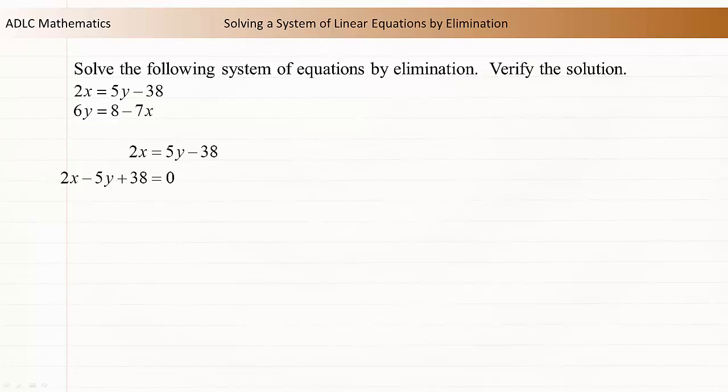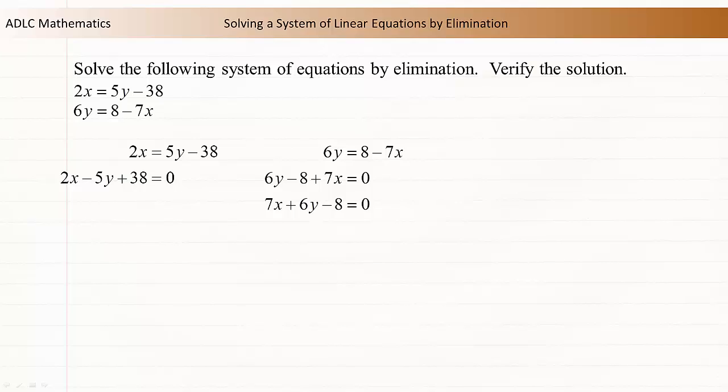Subtract 5y from both sides of the equation and add 38 to both sides of the equation. This equation is now in general form. Subtract 8 from both sides of the equation and add 7x to both sides of the equation. Rearrange the terms so the x term is first and the y term is second. Now both equations are in general form.